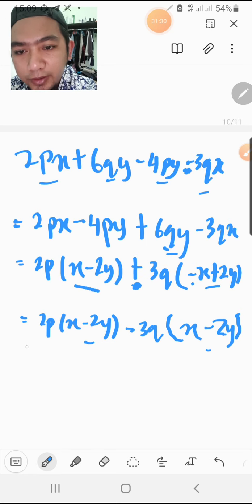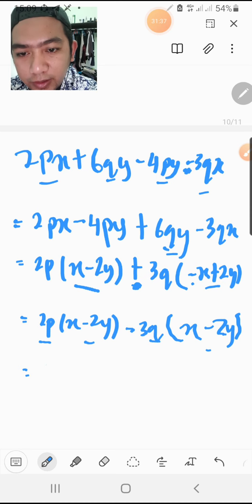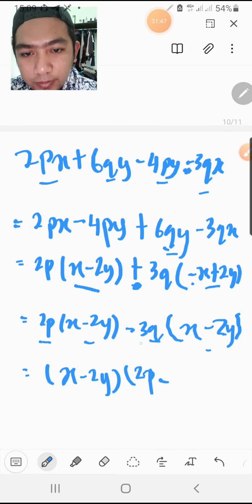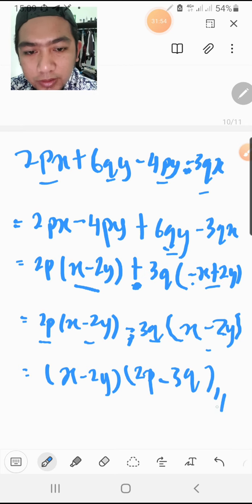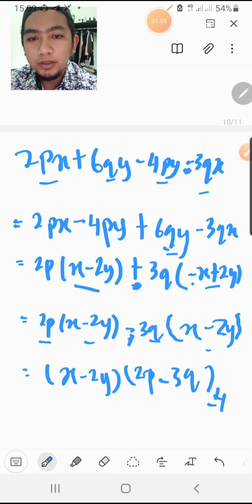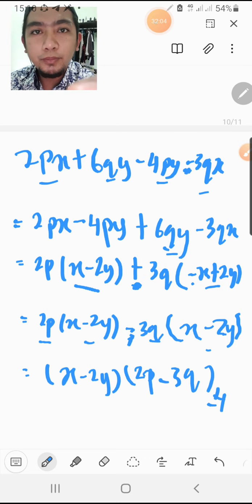Right? X minus 2Y. So now we can take the one in front first. Either one, taking the bracket first is also fine. Let's say you take the bracket X minus 2Y, and the other bracket is the one in front: 2P minus, because here the sign is negative, minus 3Q. So this is the answer. Alright, so done with the various methods for factorization. Now we go to solving problems, the last part.